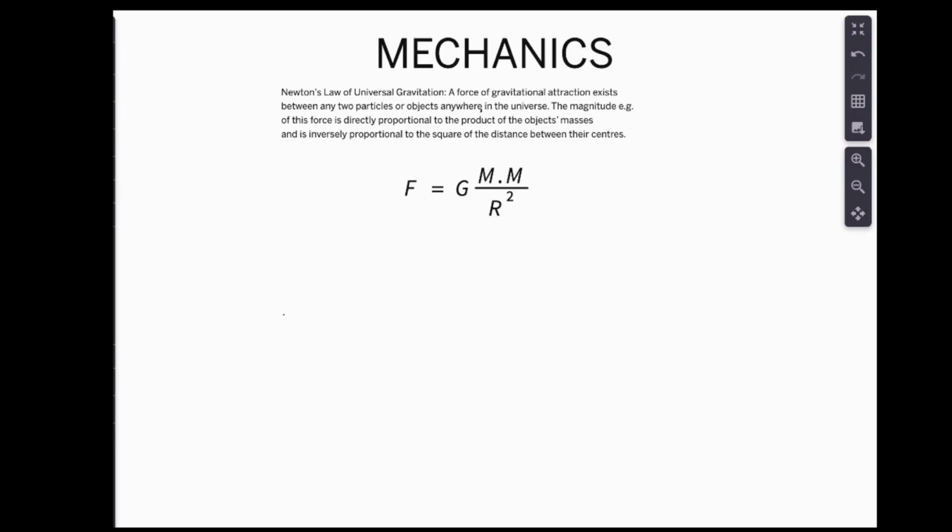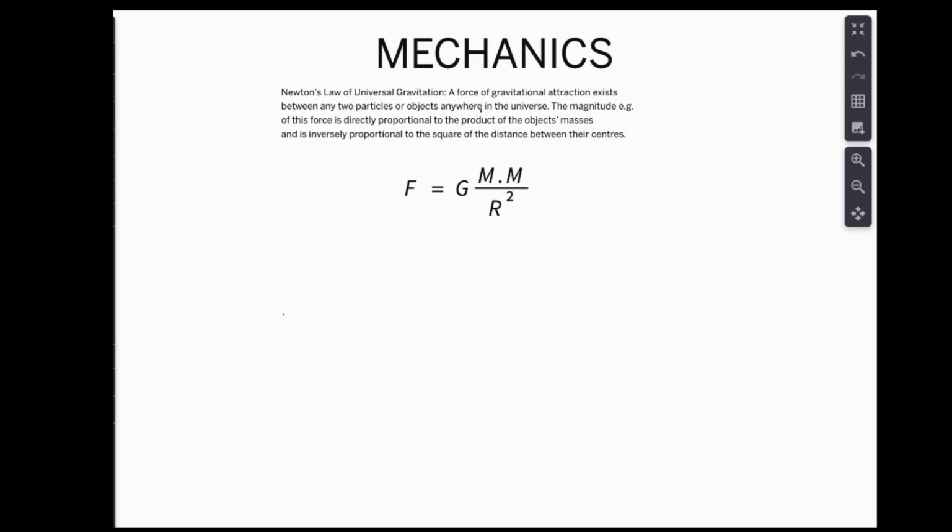Okay, grade 12s. What we want to do in this video is look at this part of Newton's law, which is called Newton's law of universal gravitation. A force of gravitational attraction exists between two particles or objects anywhere in the universe. So anything that has mass, there's a gravitational force that exists between the two objects or particles. Okay?